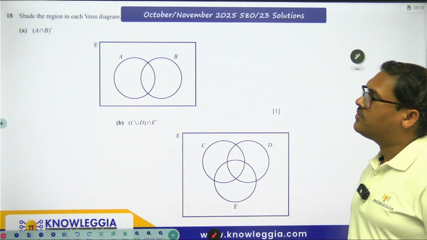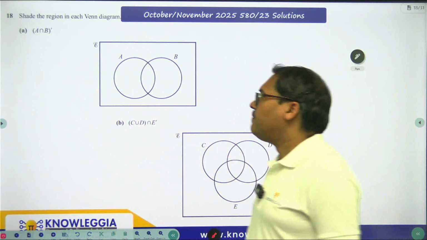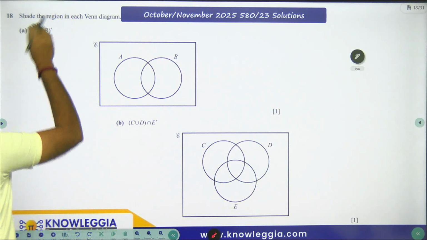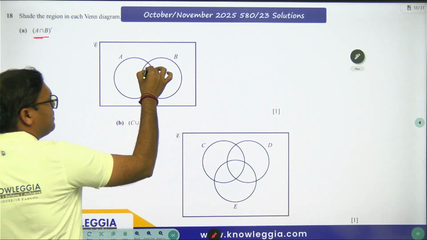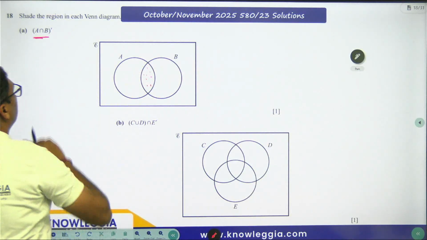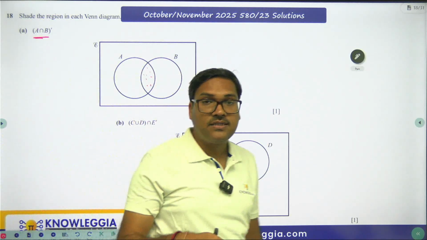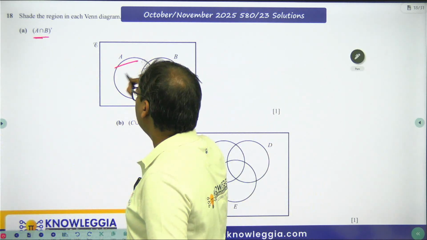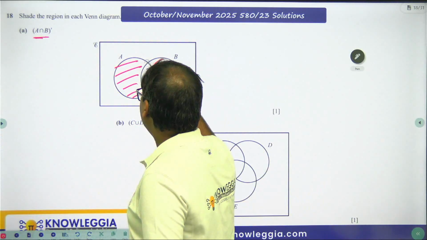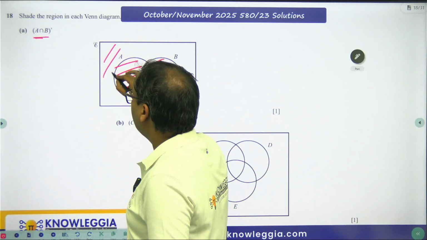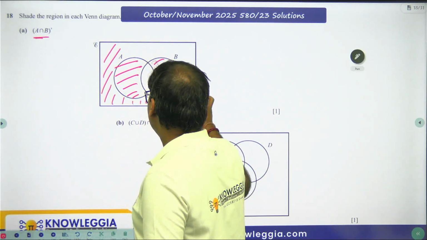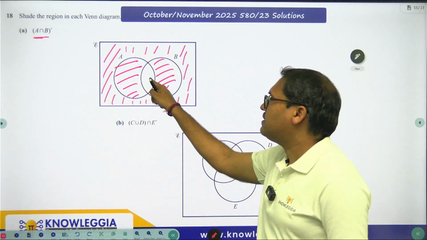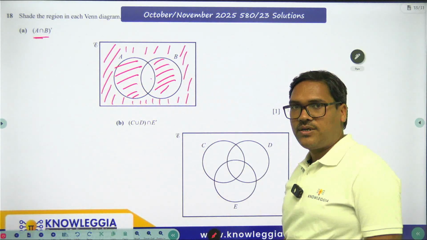Now the next question, you have to shade the Venn diagram. The first one is A intersection B complement. So what is A intersection B? This is A intersection B. But we have to write A intersection B complement, that is outside A intersection B. So if you have to shade this region, I will shade this, and everything outside. I hope this is clear, right? A intersection B is this, and outside that is the part we shade.